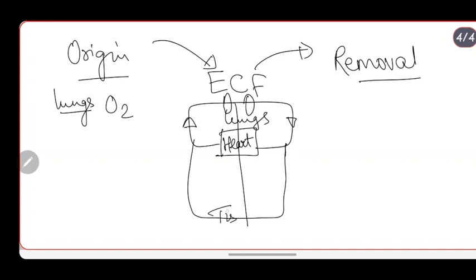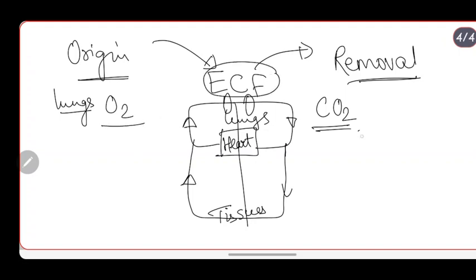the tissues. This blood was coming from the tissues, and after metabolism, cells produce carbon dioxide. So this blood was containing carbon dioxide. Now when the blood goes to the lungs, carbon dioxide is removed and oxygen is introduced into the blood. This way the ECF concentration of oxygen and carbon dioxide is maintained. Carbon dioxide is the most widely available waste product in the body.